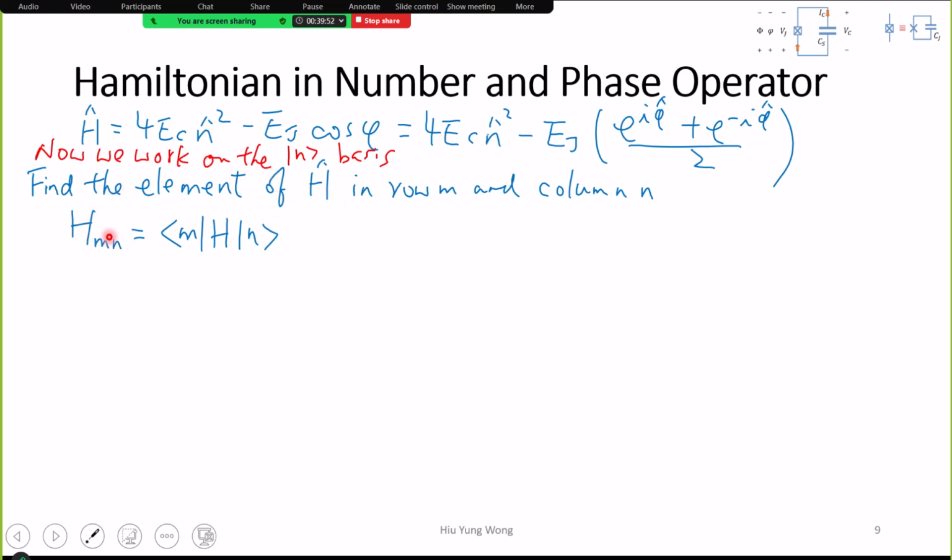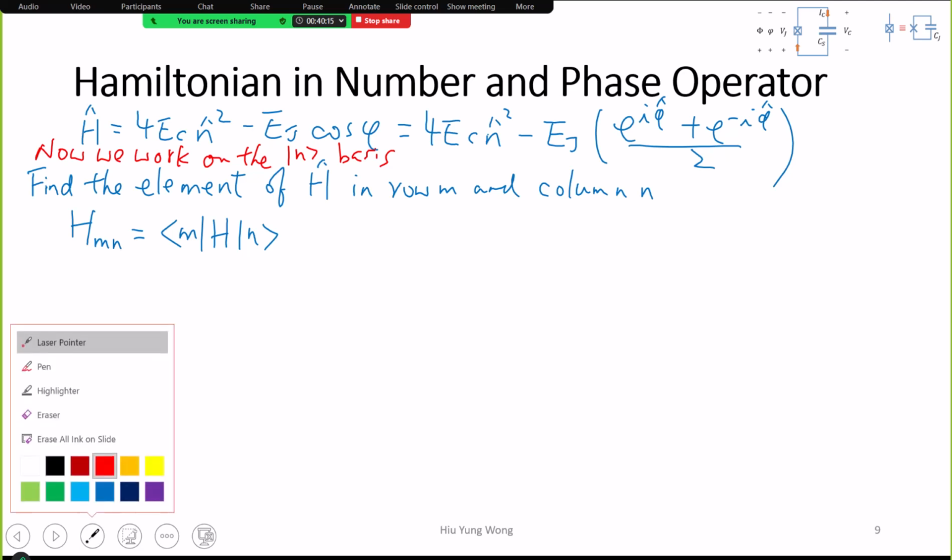When I want to write Mn, it means I need to choose a basis, and now I'm choosing the N basis. And basically here is telling me what is the element on M row and N column. But it corresponds to what? It really corresponds to a number for row N, right? But now this one is actually infinity.